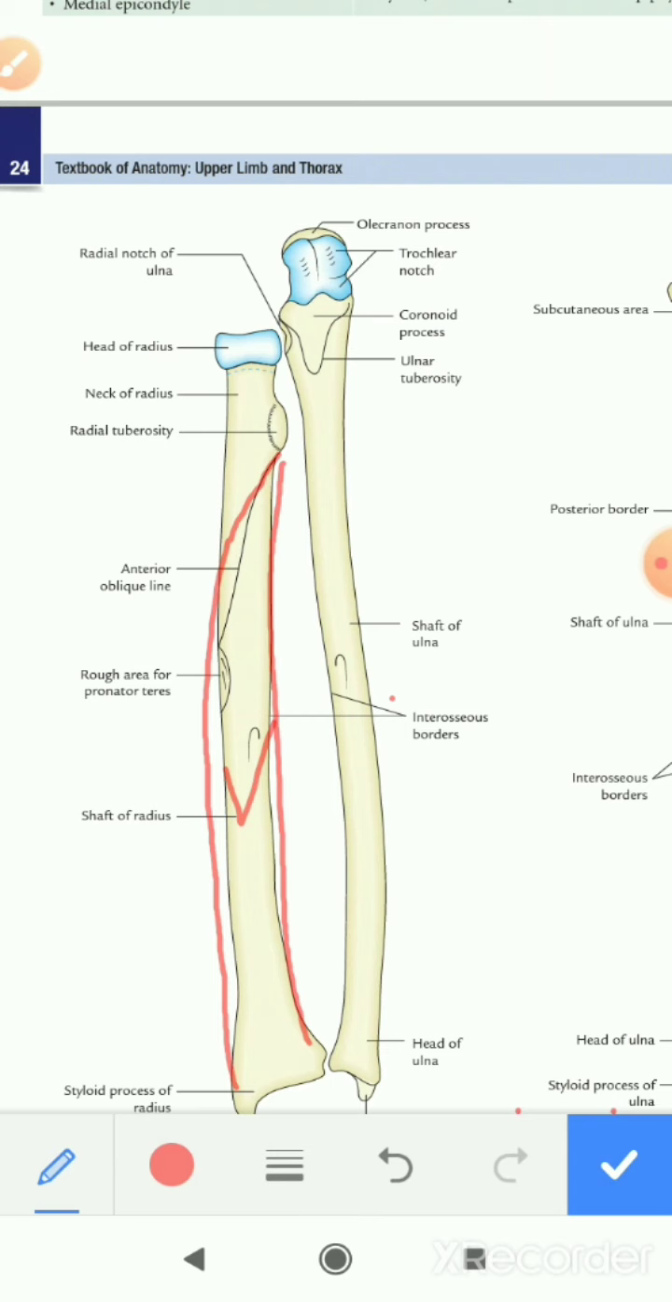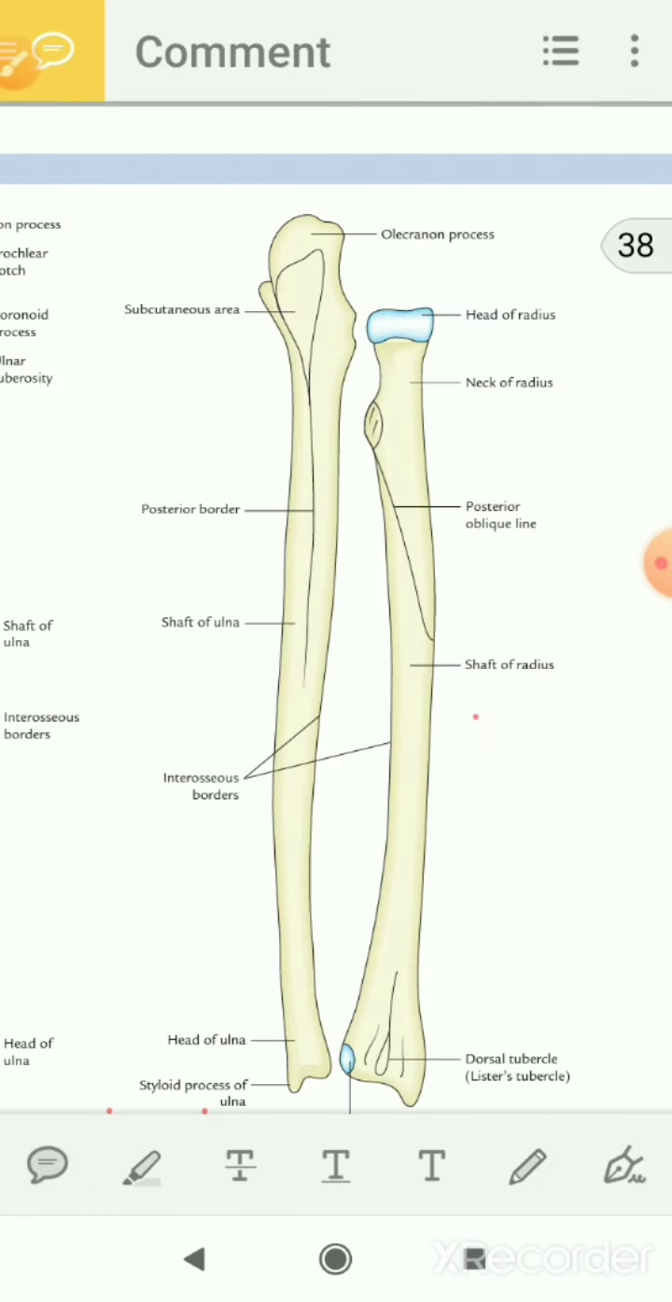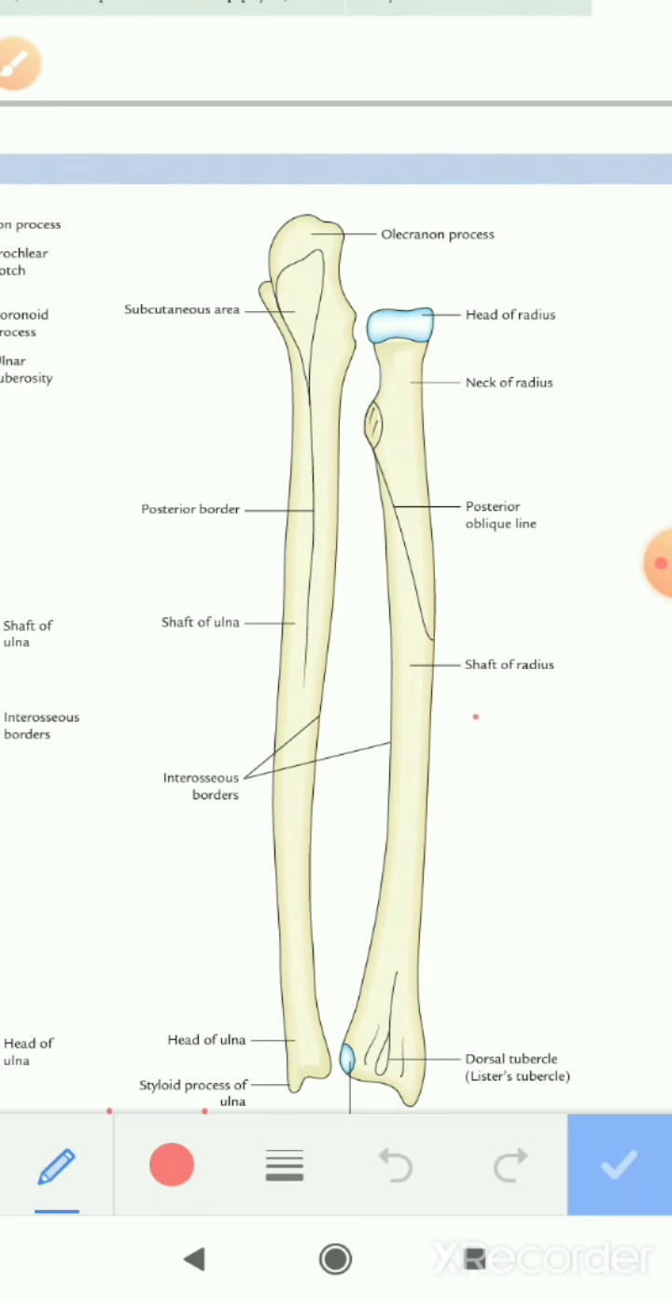And then come to the posterior surface. The posterior surface is located between the posterior border and medial border. So we have to see in this picture between the posterior border and medial border. This was the posterior border, and the medial border was just like this. So I'm drawing it again. This was the posterior border, and this part is the medial border. So this surface is the posterior surface.